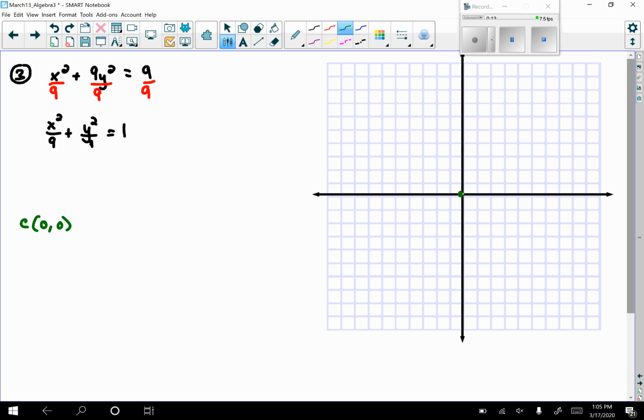So I'm going to go ahead and plot that. 9 is a larger number, so 9 is my a squared, and then a would equal 3. 1 is my b squared. Square root of 1 is 1. So this ellipse is going to be longer horizontally. From my center, I'm going to count 3 to the right, 3 to the left, but count only 1 up, 1 down. So here is the ellipse I'm going to draw.